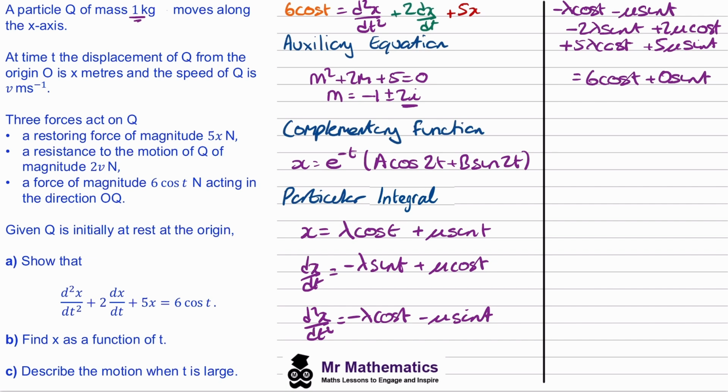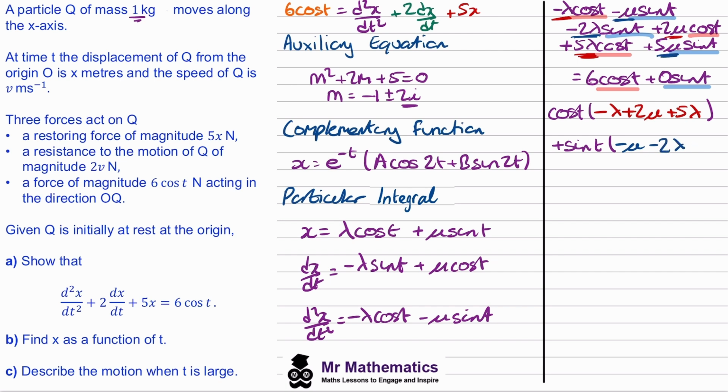So if we identify the cos t terms separately to the sine t, then we can equate the coefficients. So we've got cos t: negative lambda plus 2 mu plus 5 lambda, plus the sine t: negative mu minus 2 lambda plus the 5 mu.